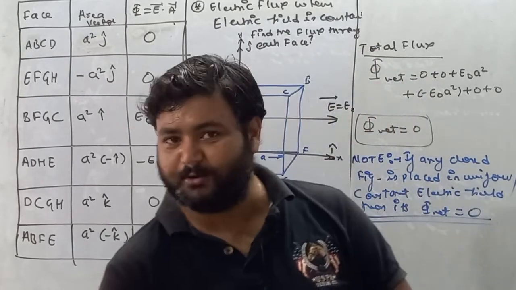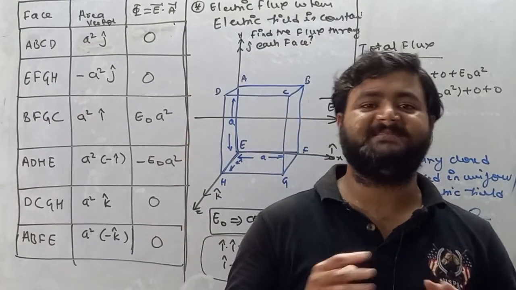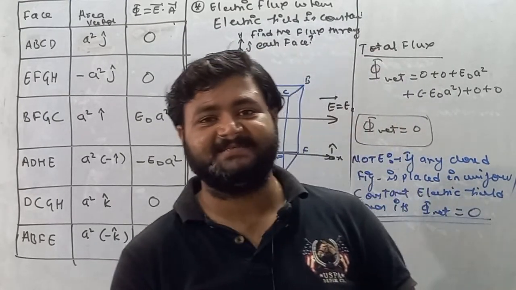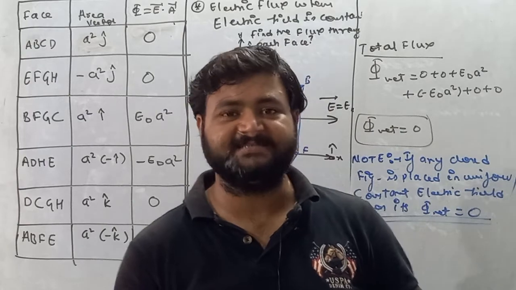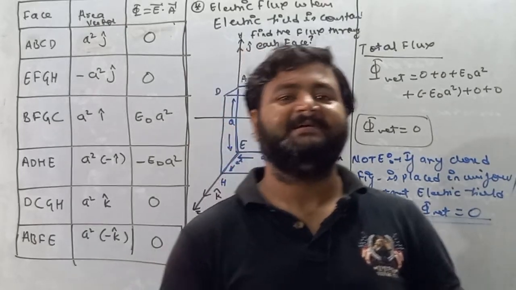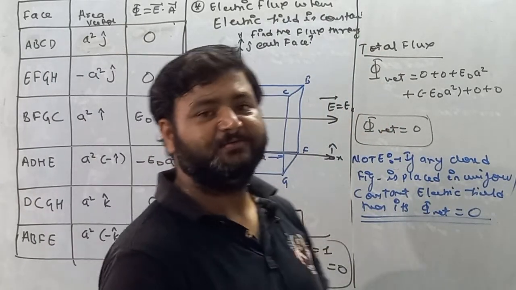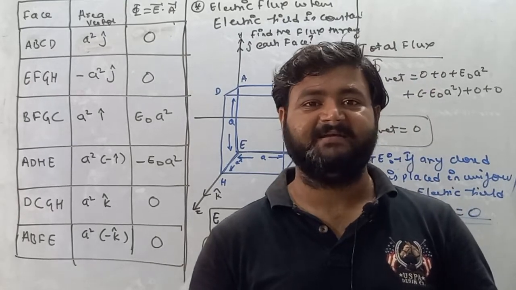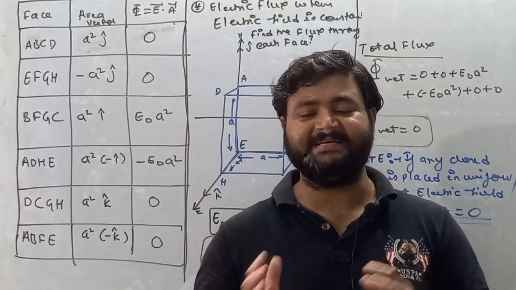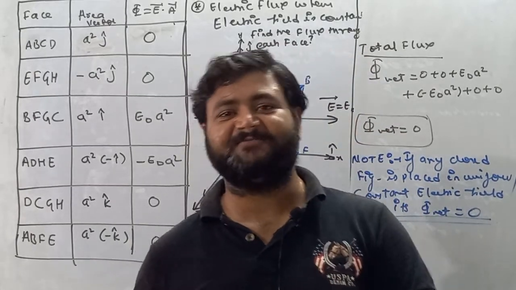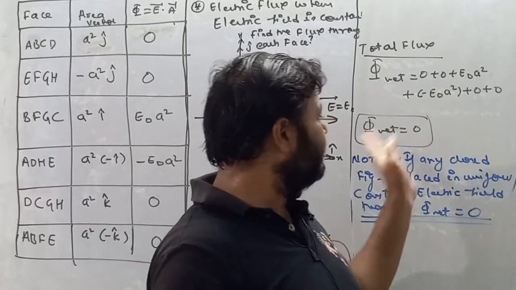So write down one more note: if flux is 0, then it implies the number of electric field lines coming towards the figure is equal to the number of electric field lines going away from the figure.